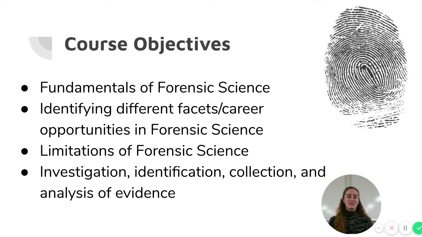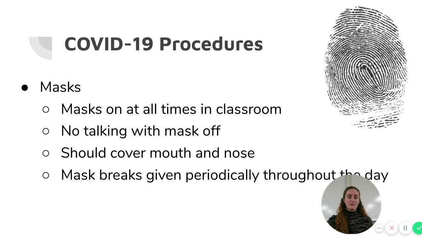So my course objectives are, number one, teaching the fundamentals of forensic science. Another one is identifying different facets or career opportunities in forensic science. Each topic and evidence collection that we go over really focuses in on a different career path. The limitations of forensic science and how it's not as perfect as it seems in the media. And last but not least, the identification, investigation, collection, and analysis of different types of evidence.